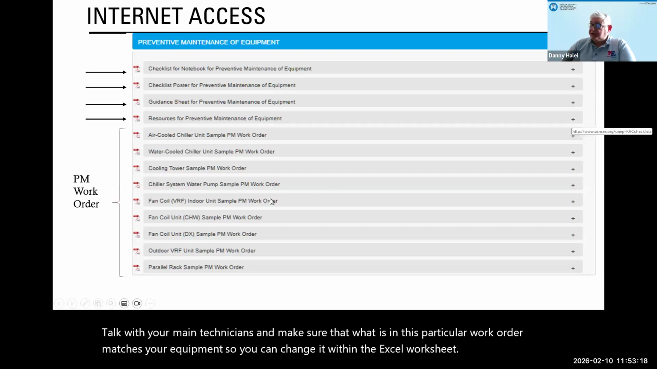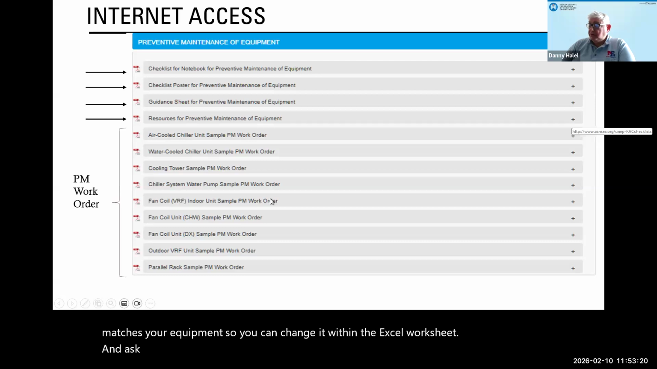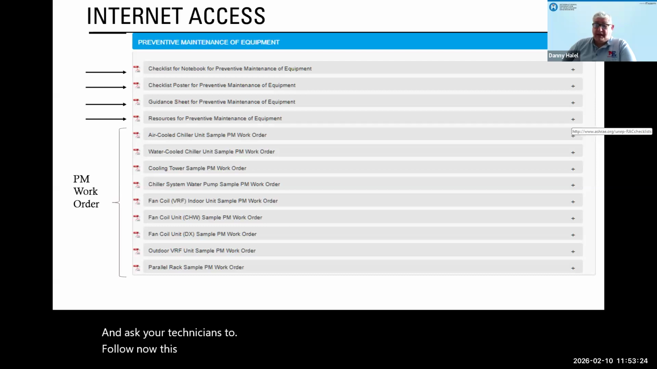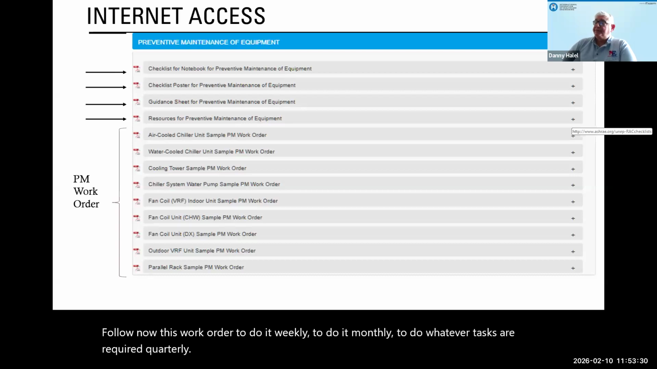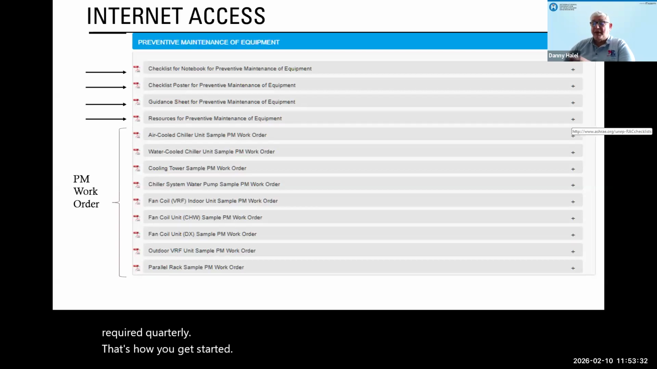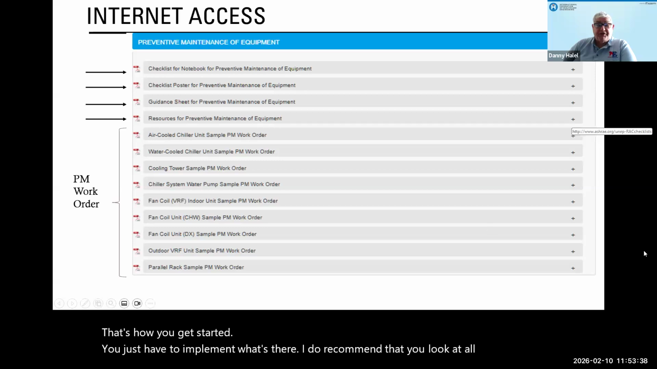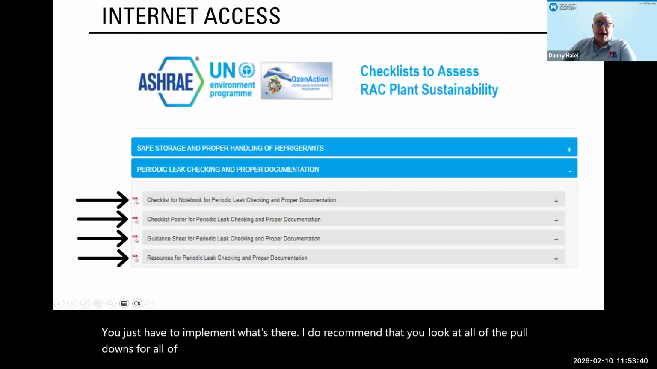And ask your technicians to now follow this work order, to do it weekly, to do it monthly, to do whatever tasks are required quarterly. That's how you get started. You just have to implement what's there. I do recommend that you look at all of the pull downs for all of the different equipment, just so that you get in the right mindset.